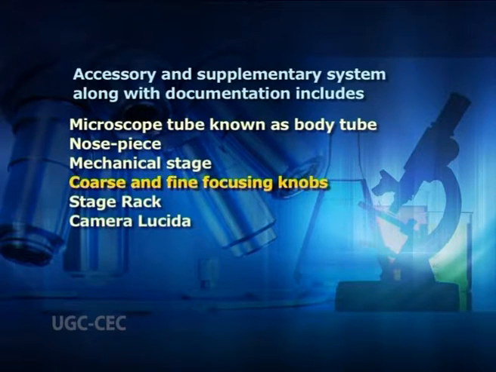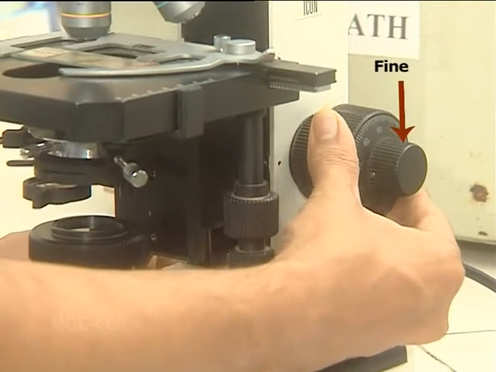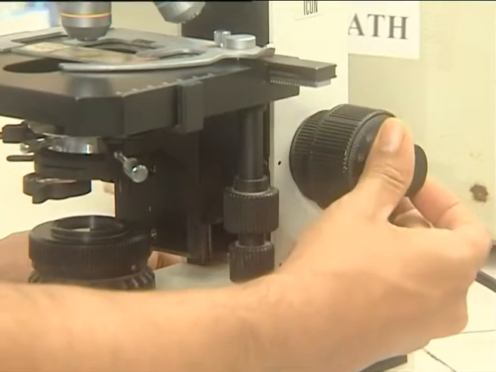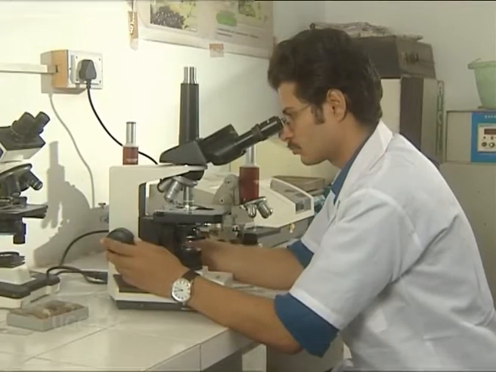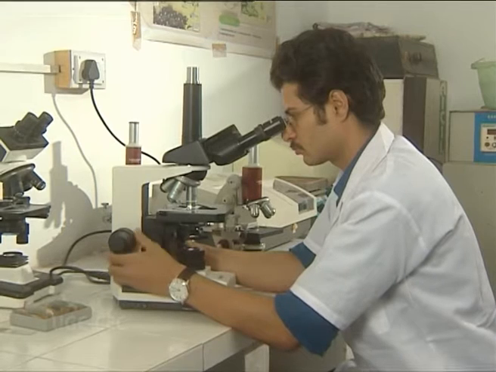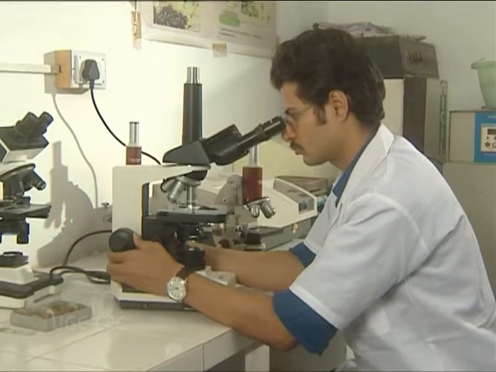Coarse and fine focusing knobs. The coarse and fine focusing knobs are used to change the distance between the specimen slide and the objective. The coarse focusing knob alters this distance rapidly and is used to bring the specimen into the field of view using an objective having low magnification power. The fine focusing knob changes the distance very slowly and permits better viewing of the object. One revolution of the fine focusing knob should gradually move the mechanical stage by 100 micrometers. The movement should be smooth and free from jerks.